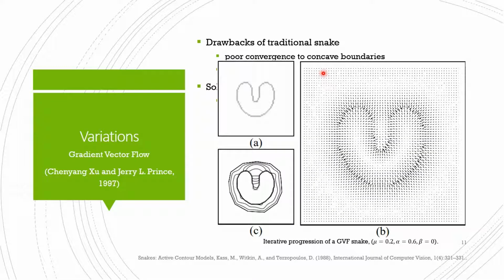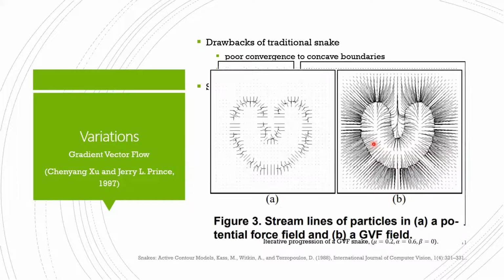Here, if we initialize the snake like this, it will get pulled, and in this position also it will get pulled downwards, and it is properly tracking it. These are the mu, alpha and beta values taken, and these are the vector flows shown.